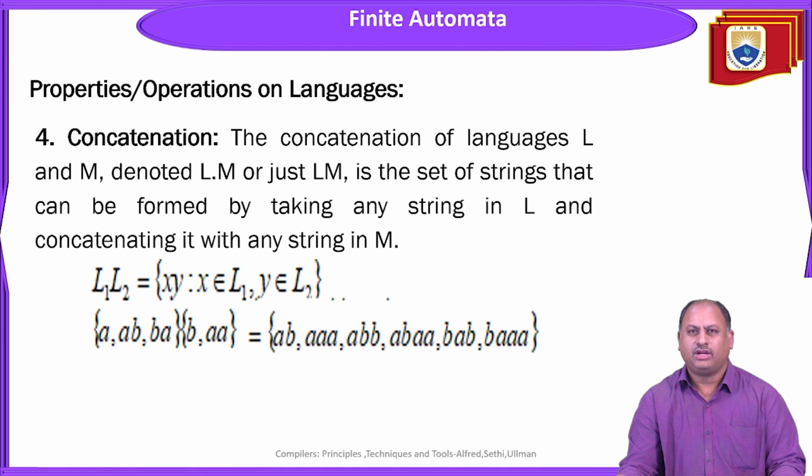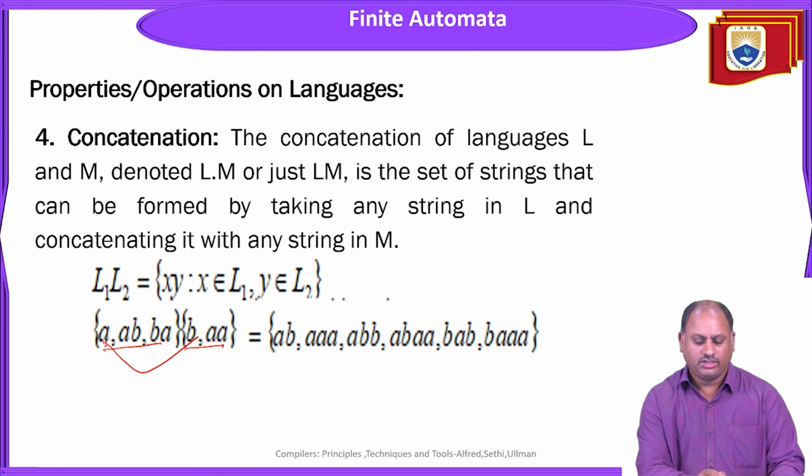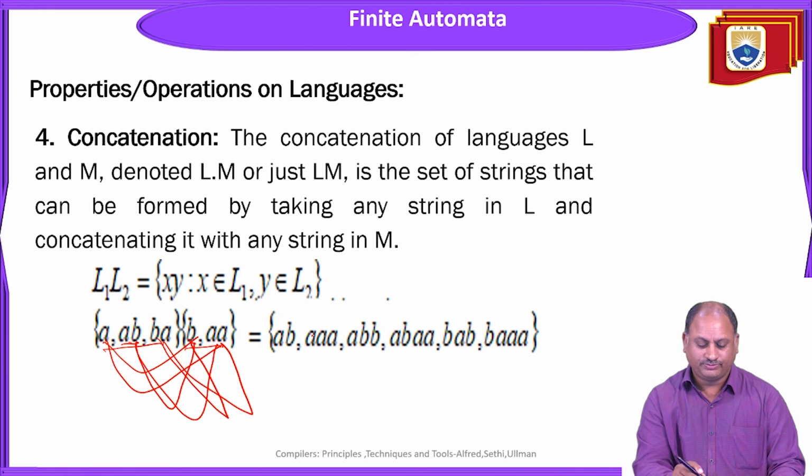Previously, we described the concatenation of two languages. L1 is one language which contains some strings, and L2 is another language which contains some strings. Then the concatenation can be applied: A with B, A with A, AB with B, AB with A, BA with B, and BA with B. So we are going to get this type of result.